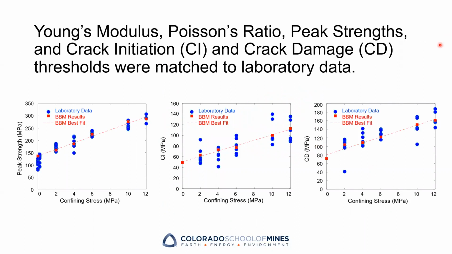Specifically, Young's modulus, Poisson's ratio, peak strengths, and crack initiation and crack damage thresholds were matched to laboratory data. These plots here show peak strength and crack initiation and crack damage thresholds plotted as a function of confinement. The laboratory data is plotted as blue circles, and the corresponding value from the BBM is plotted as a red square. Plots were not made for Young's modulus and Poisson's ratio since these parameters don't change with confinement. So as you can see from these three plots, properties of the BBM plotted within the ranges of laboratory data under all confinements.